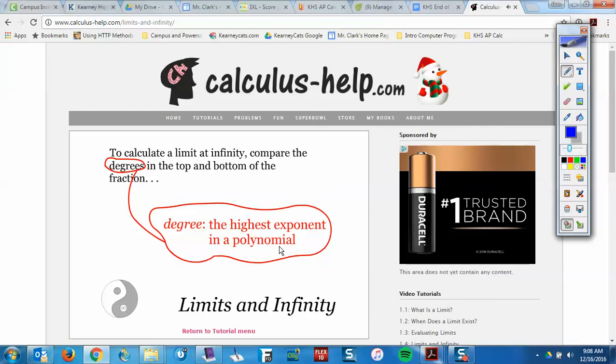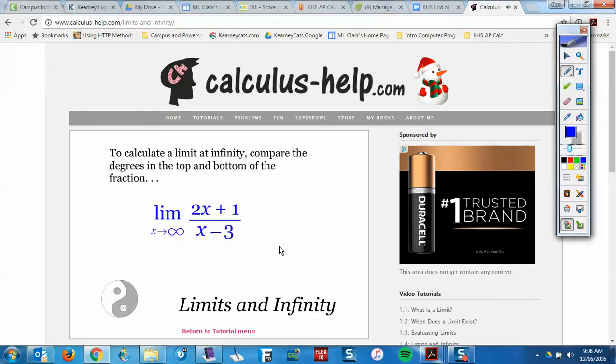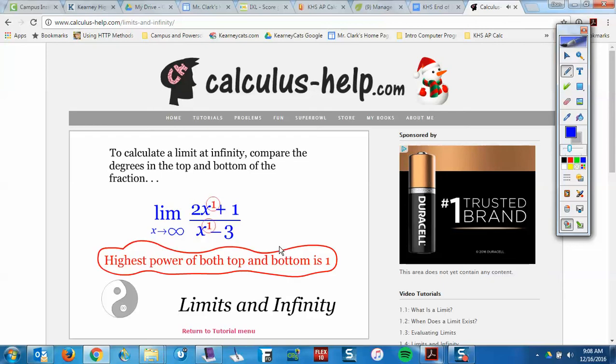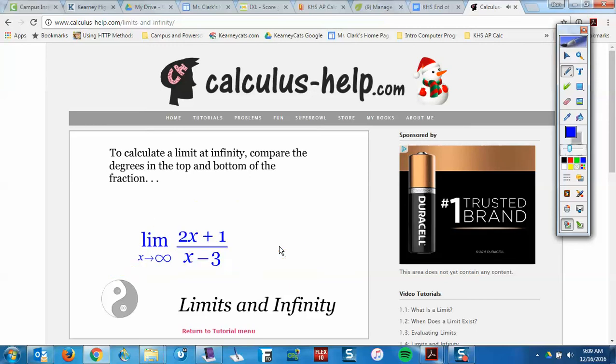So if we take a look at f again, we'll notice that the highest degree in both the numerator and denominator is 1. Because remember, if we don't write a power, it's inferred to be 1. Now in this case, the degrees of both the top and the bottom of the fraction are equal, and therefore the limit at infinity of this fraction is going to simply be the coefficient attached to those highest degrees.